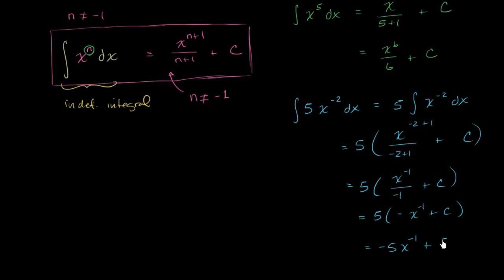Now we could write plus 5 times some constant, but this is just an arbitrary constant. So this is still just an arbitrary constant. If you wanted to show different constants, you could say this is C1. You multiply 5 times C1, you get another constant. We could just call that C, which is equal to 5 times C1. But there you have it, negative 5 x to the negative 1 plus C. And once again, try to evaluate the derivative, and you will see that you get this right over there.